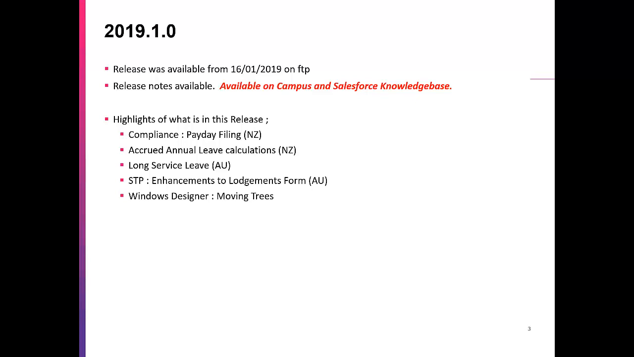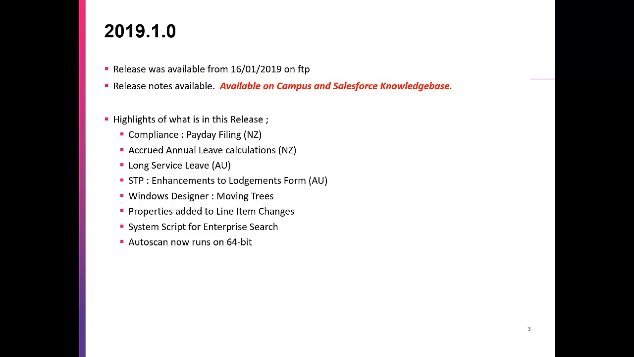Let's get away from compliance a bit. We've got the Windows Designer, the ability now to move trees. Properties added to line item changes. It's a bit of a mouthful. System script for enterprise search to help us do some troubleshooting in that area. Statement there, AutoScan now runs on 64-bit. Some browser enhancements, telemetry, and some bug fixes. Bug fixes detailed out in the release notes, but I'll touch on the areas that we've covered.